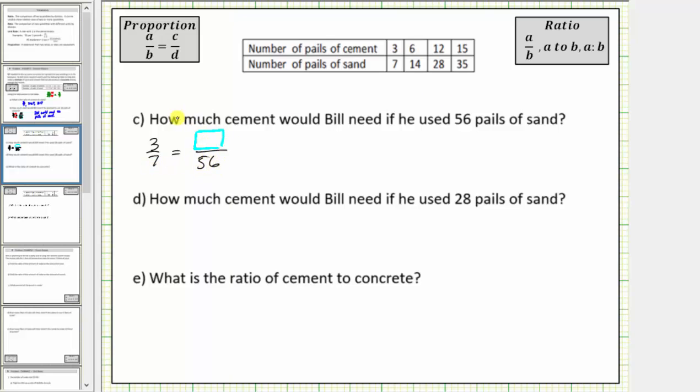So we have an unknown number of pails of cement to 56 pails of sand. Looking at the 7 and the 56, 7 times 8 is equal to 56. So to find the unknown number of pails of cement, we multiply 3 by 8. 8 times 3 equals 24. If Bill uses 56 pails of sand, Bill would need 24 pails of cement.